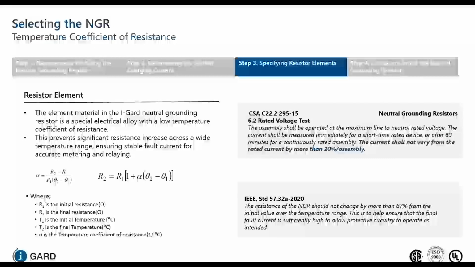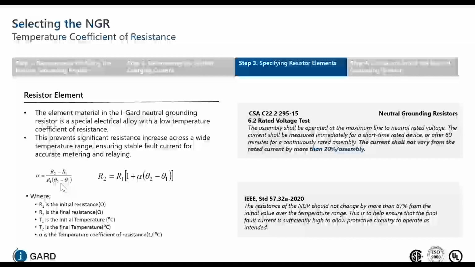What that means when you're selecting a resistor is you have a temperature elevation of the resistor element, and the resistance of the resistor is going to change with the change in elevation of temperature. So the temperature coefficient of resistivity, alpha, is equal to the final resistance minus the initial resistance, divided by the initial resistance times the change in temperature of the element.